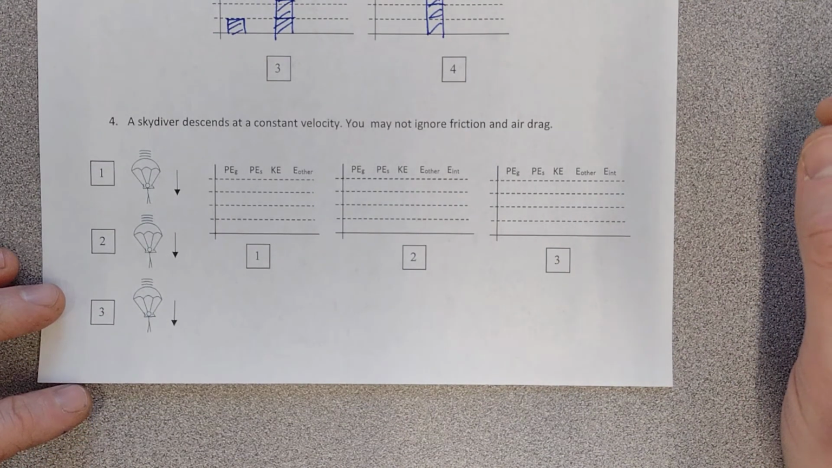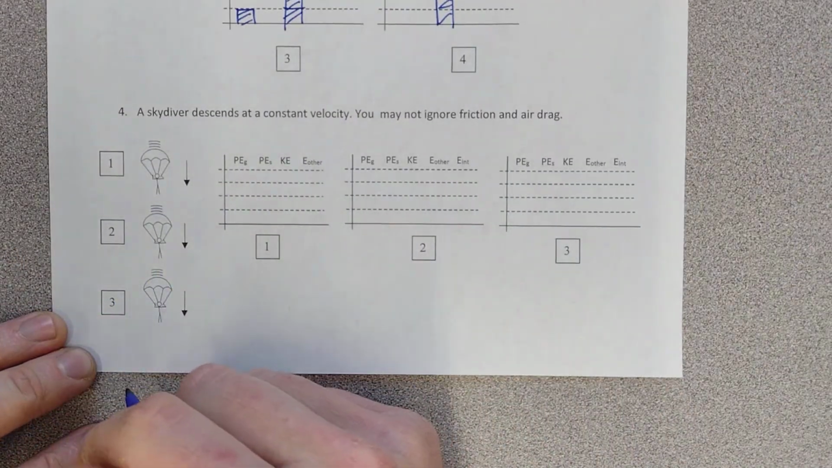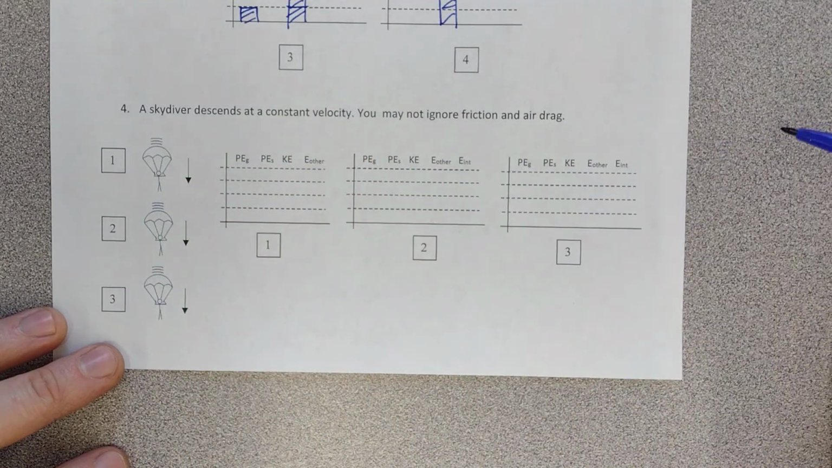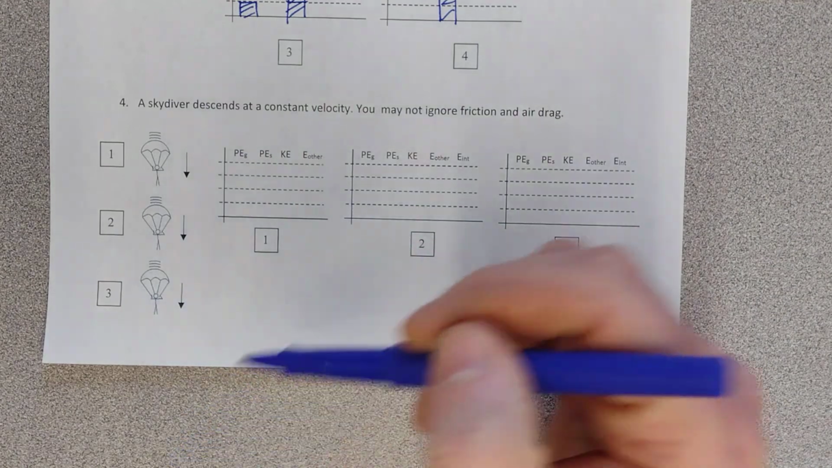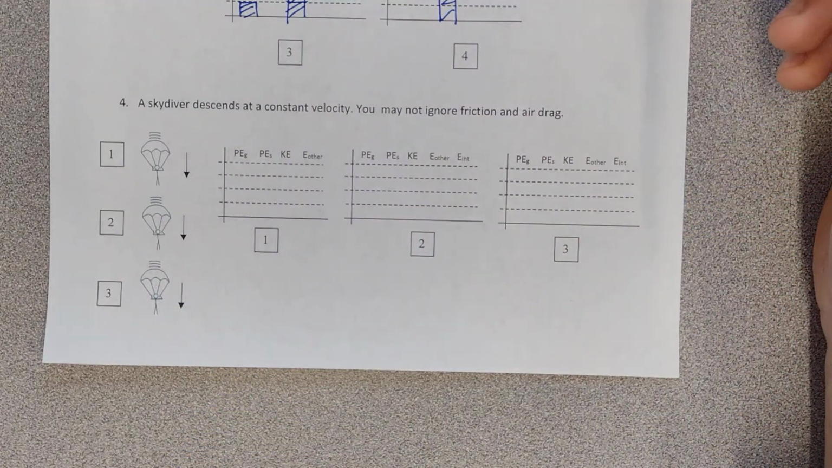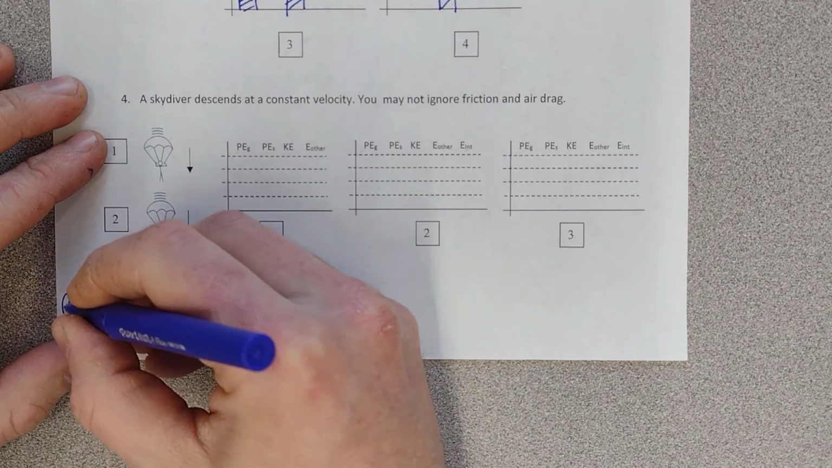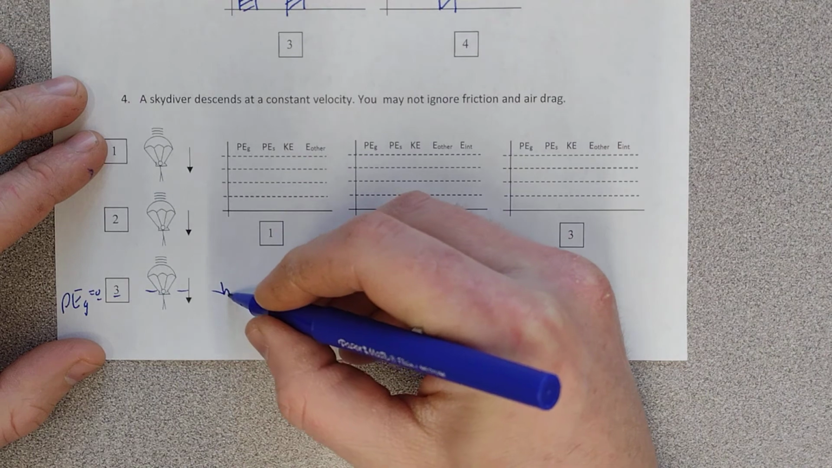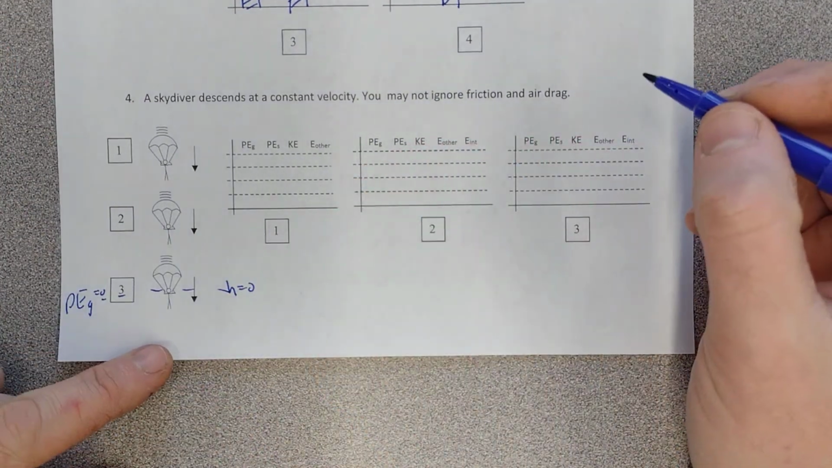You may not ignore friction and air drag, because without friction or air drag, a parachute doesn't do anything. Without air drag, a parachutist cannot fall at a constant velocity. So, here's our lowest height. PEG equals 0 at the bottom. H equals 0, so there's no gravitational energy down here.